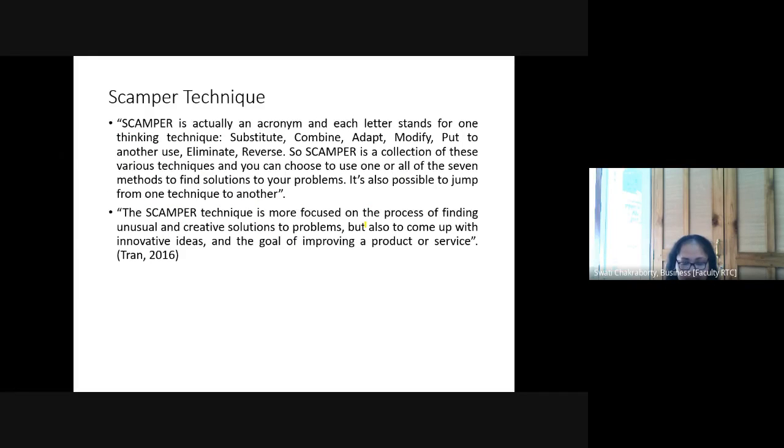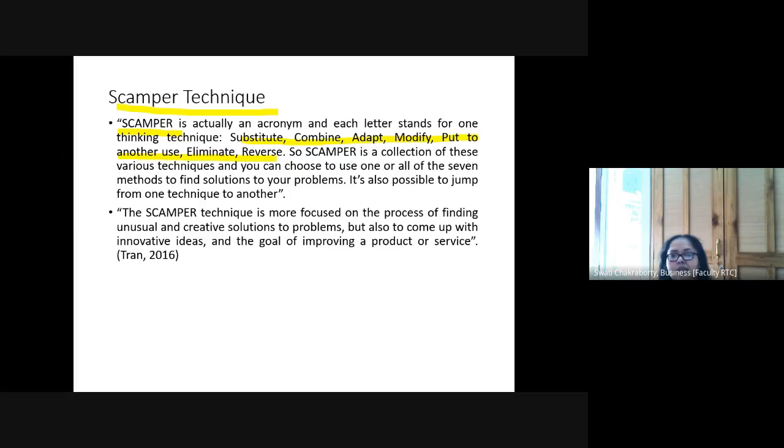Okay, the next topic, the next tool that we have is the Scamper technique. Scamper is an acronym, and each of these letters stands for one thinking technique. Each letter is a technique by itself. S stands for substitute, C for combine, A for adapt, M for modify, P is put to another use, E for eliminate, R for reverse.